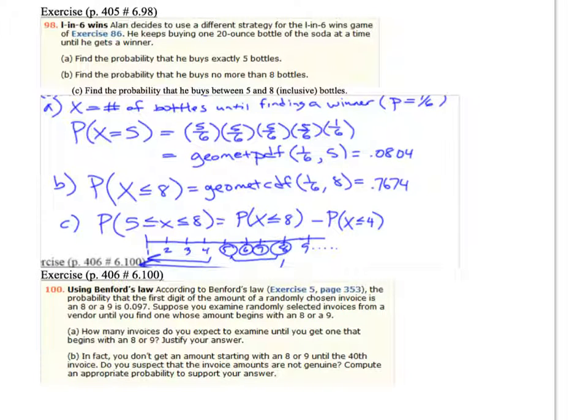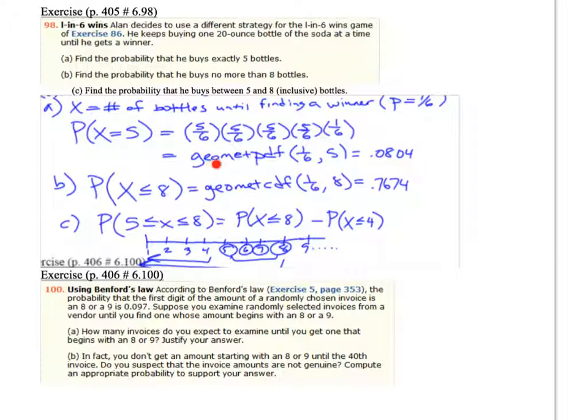Okay, so last two examples on page 29. Back to the 1 in 6 wins. Alan decides to use a different strategy for the 1 in 6 wins game. So he's going to keep buying a 20-ounce bottle of soda until he gets a winner. Find the probability he buys exactly 5 bottles. So now X, the number of bottles until finding a winner, is geometric with p equaling 1/6. So the probability that X equals 5 means Alan fails 4 times and then wins. So I can simply take 5/6 to the 4th power times 1/6.